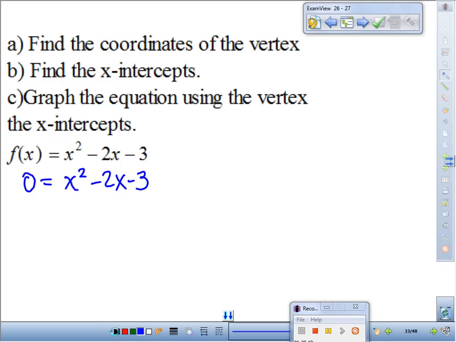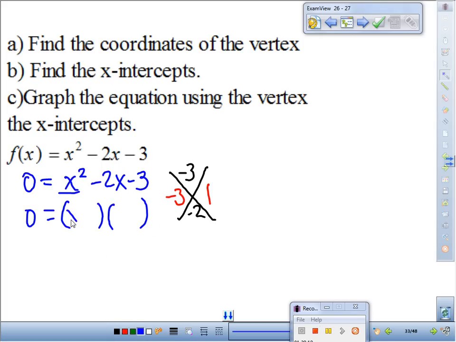So what do we do here? I'm going to do B first. So we got integers, negative 3 and negative 2 right here. What factors of negative 3 add up to give us negative 2? Yep, that is negative 3 and 1. So here we go: 0 equals parentheses parentheses. This is x and x. And this is negative 3 and this is positive 1.